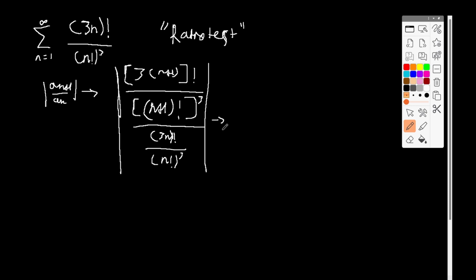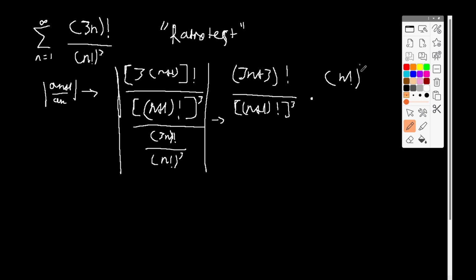By the way, you can drop the absolute sign, because if you plug in any value for n greater than or equal to 1, you're always going to get a positive. So we can get rid of the absolute sign because we're not really going to benefit from it. We're just going to multiply this whole thing by the reciprocal of this. So it's going to be (3n plus 3) factorial over (n plus 1) factorial cubed, times (n factorial) cubed over (3n) factorial.